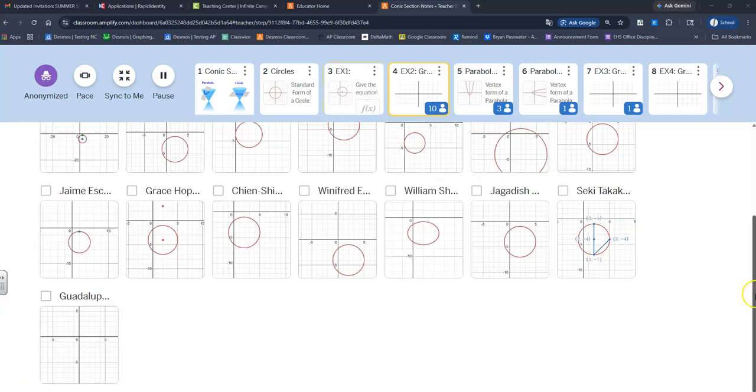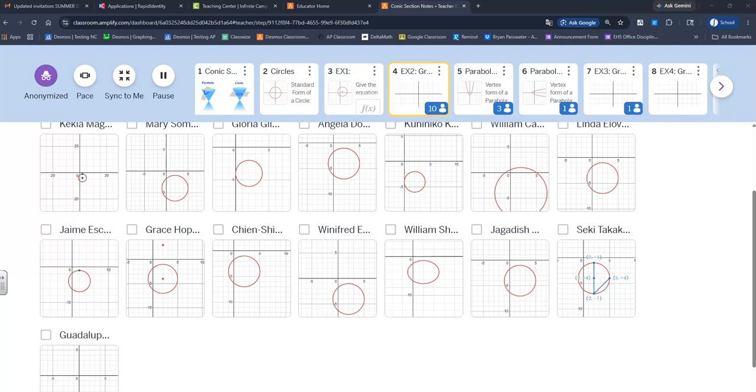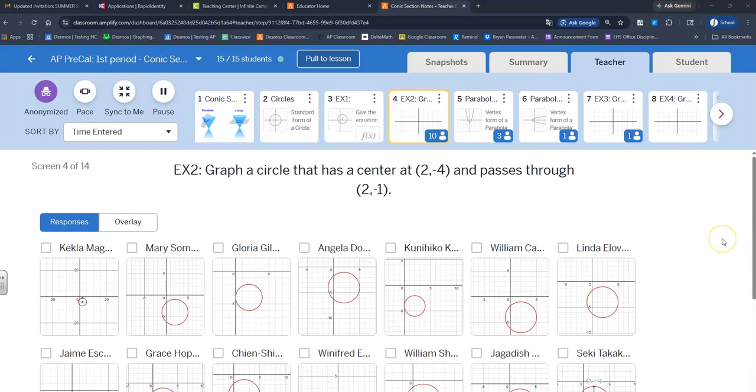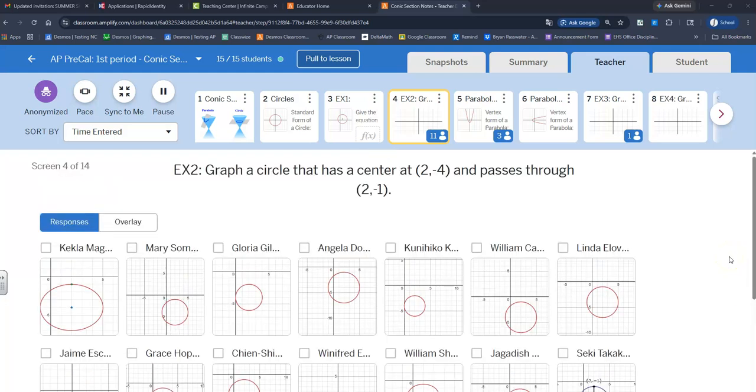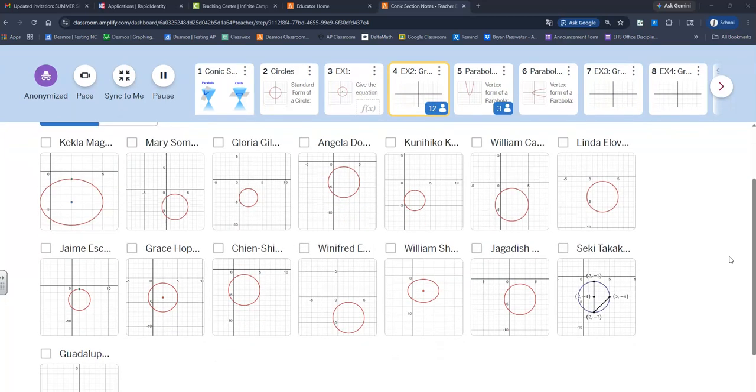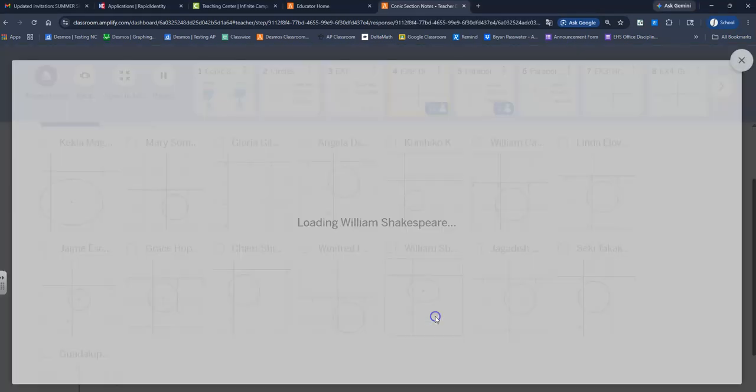We are looking for a center at, what did it say? I've forgotten. At (2, -4). So (2, -4) should be in that fourth quadrant. The center should anyway. And then the circle has to pass through (2, -1). So I am interested in a couple of these that don't look like circles to me.